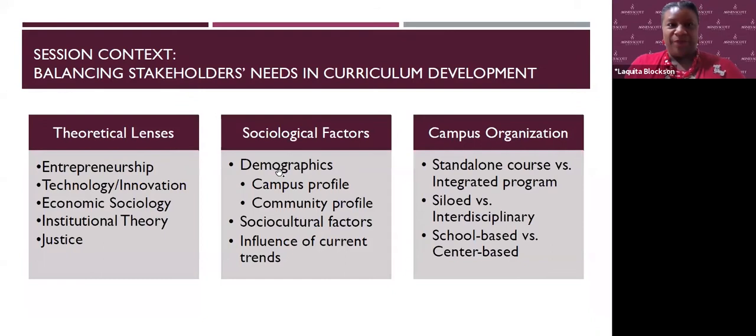Okay. So let me just provide you a broad, brief context of why we came together to think about curriculum and the different stakeholder approaches in balancing our curricular needs in developing social entrepreneurship or social innovation courses and programs. As you can imagine, there are a variety of theoretical lenses that we use in social innovation or when we study social entrepreneurship. And those theoretical lenses include entrepreneurship, technology and innovation, economic sociology, institutional theory, and justice theory.